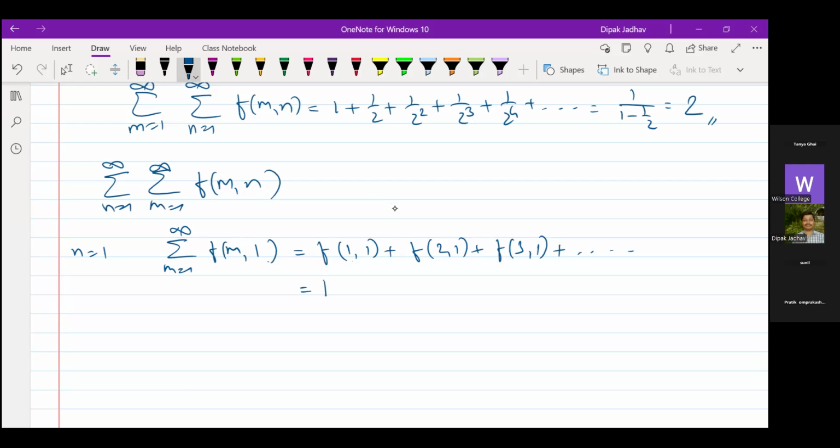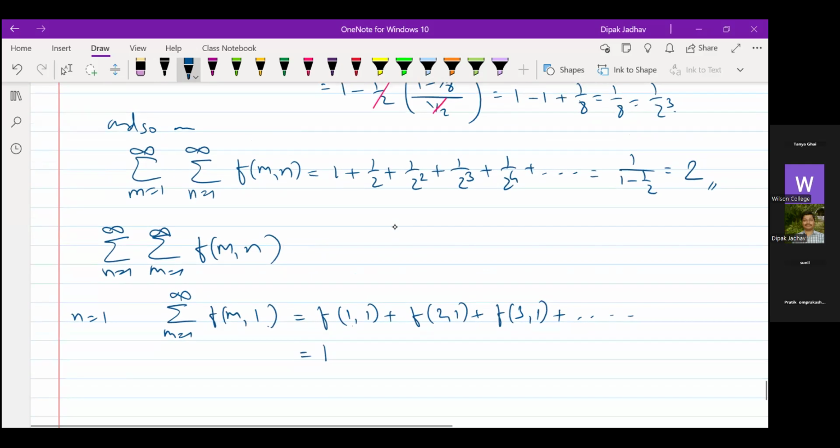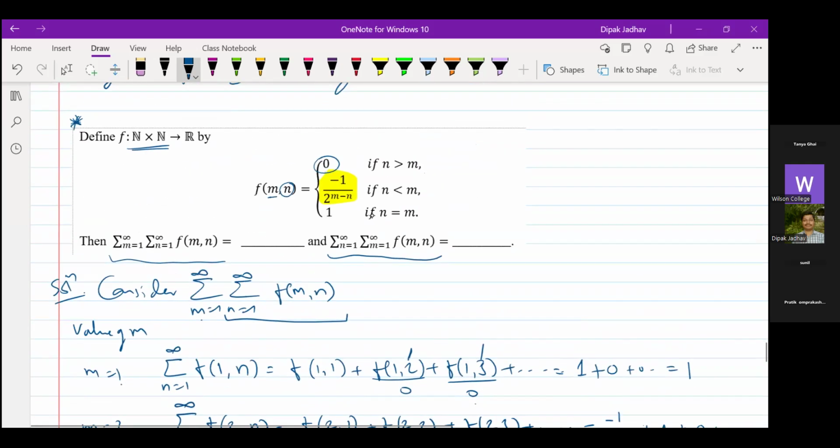What is f of 1 comma 1? That's 1. What is f of 2 comma 1? f of m comma n is defined like this. So I want f of 2 comma 1. So this index is less than the first index. So by this definition, minus 1 raised to 2 minus 1 is minus 1 upon 2. All of you agree? The next term in our expansion is f of 3 comma 1. What will that be? Minus 1 upon 2 raised to 3 minus 1. That is minus 1 upon 2 square. Is it okay?